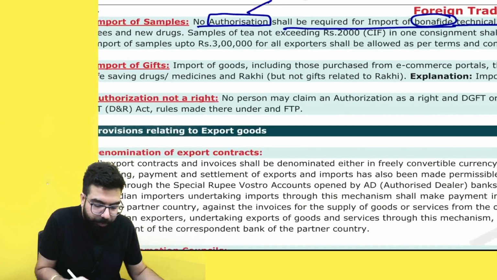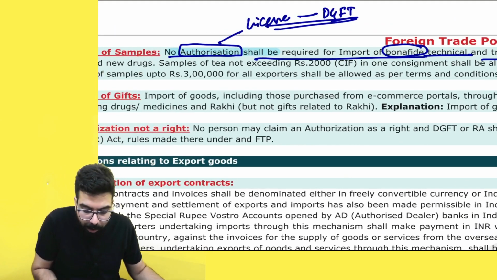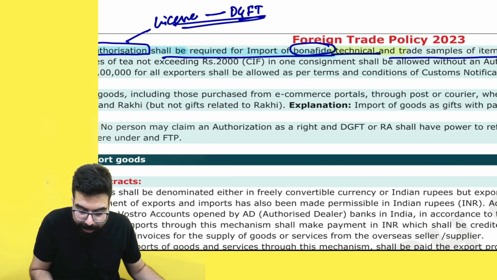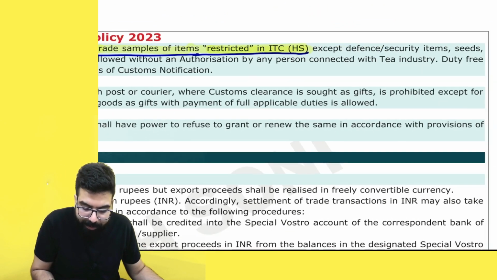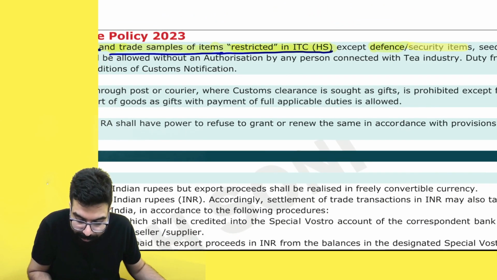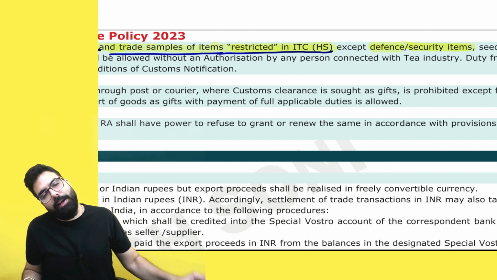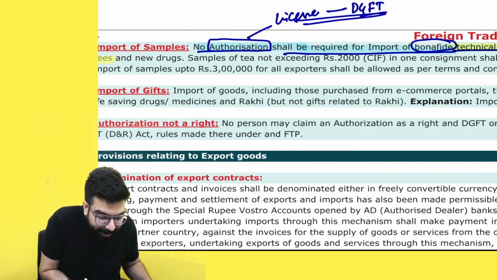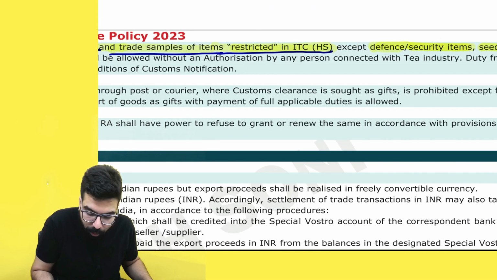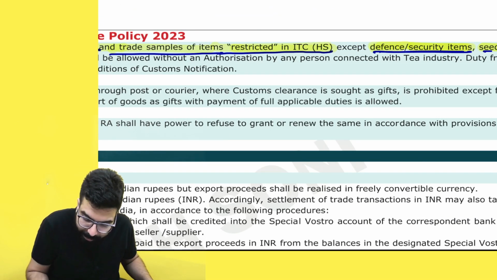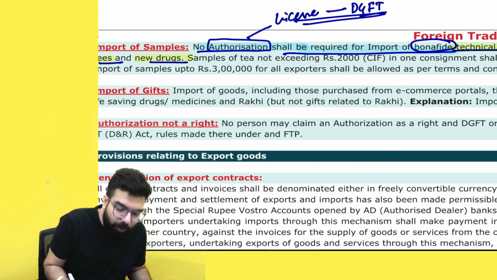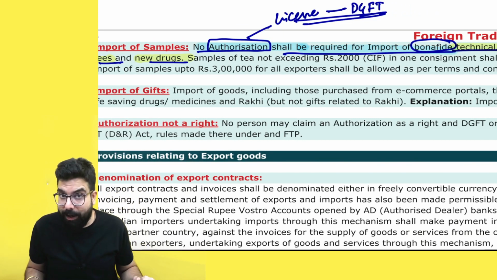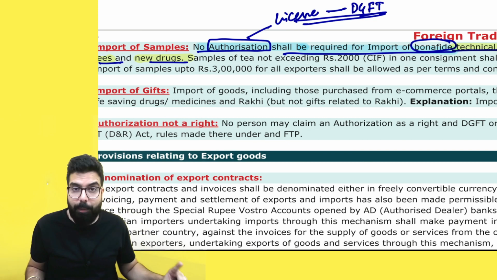They are telling no authorization shall be required for import of bona fide technical and trade sample of items which are restricted except defense and security item. Baba, for defense and security item you will need an authorization. They are telling except defense and security items, seeds, bees, new drugs, samples. All these items, defense and security item, then seeds, bees and new drugs, for this you will need an authorization. These are restricted and import of sample also will be under authorization.